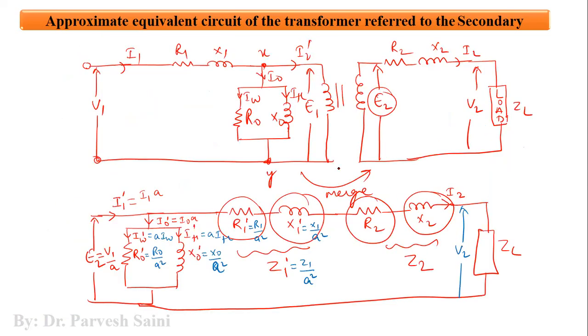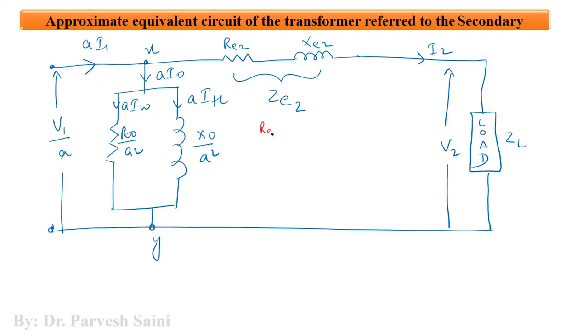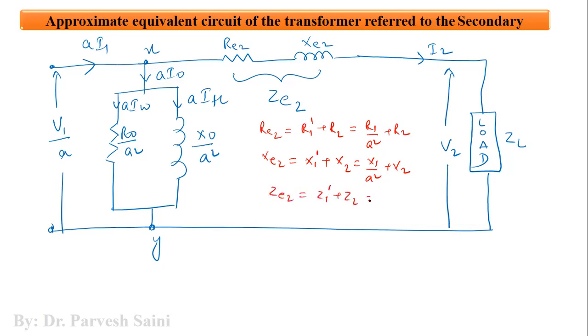Now we have added all these parameters together. So here RE2 is basically equal to R1 dash plus R2, so it is equal to R1 by A square plus R2, right? Similarly, XE2 is equal to X1 dash plus X2, so it is equal to X1 by A square plus X2. Similarly, ZE2 is equal to Z1 dash plus Z2, so it is equal to Z1 by A square plus Z2, right?